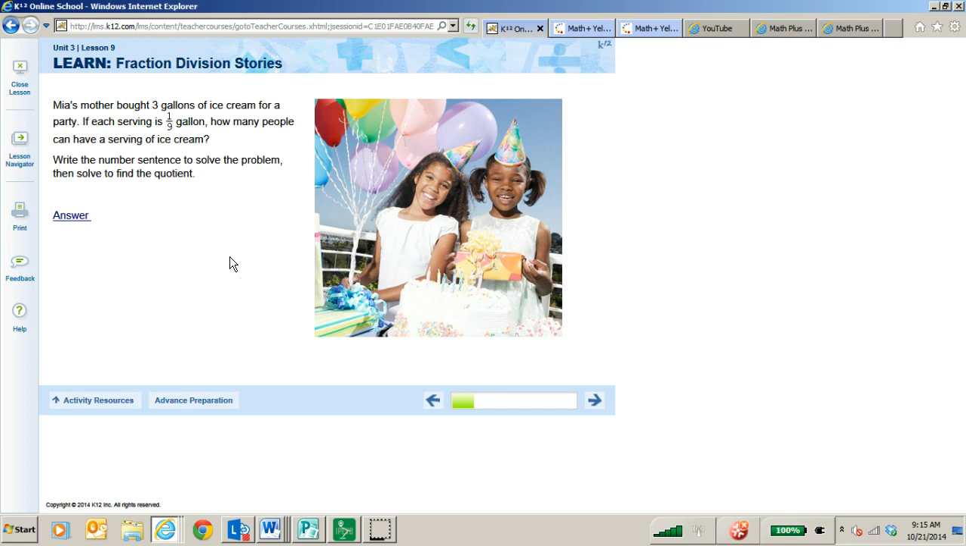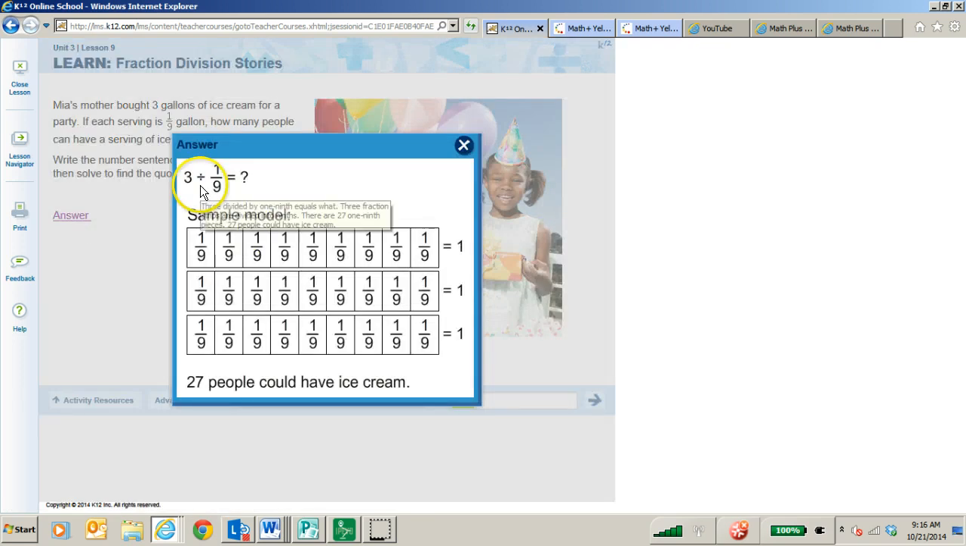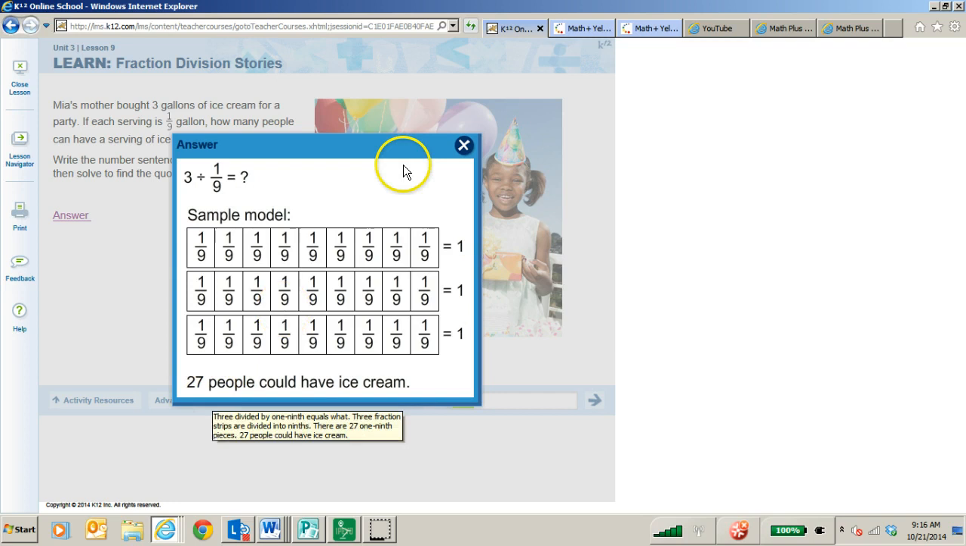There are lots of story problems right here on the page, and I would encourage you to get your student to get out their math journal or notebook paper so they can work out the problem, and then after they do that, they can select the answer. So it says Mia's mother bought 3 gallons of ice cream for a party. If each serving is 1/9 of a gallon, how many people can have a serving? Encourage your child not only to write out the problem, but to model the answer. So they would have their 3 and they divide it into 9. So how many servings would they have? They could feed 27 people.